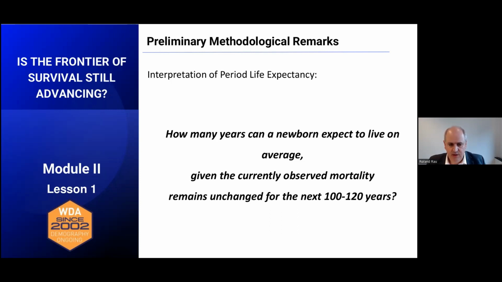And that is the end of lesson 1 in this module. I gave you a short introduction to how we can measure mortality, what the pitfalls are in terms of population size and aging of the population, and also that we have to be careful when interpreting period life expectancy.